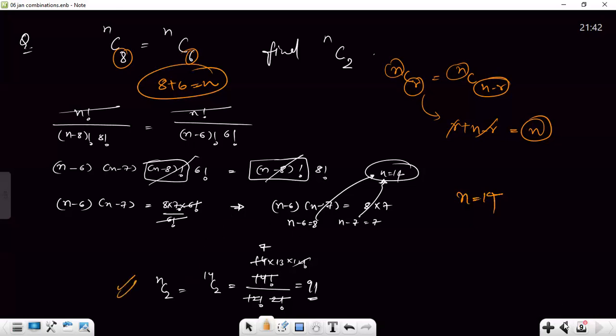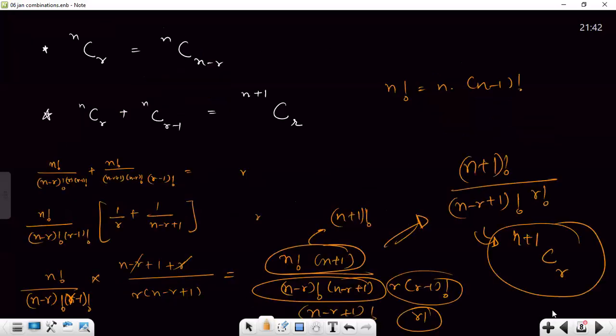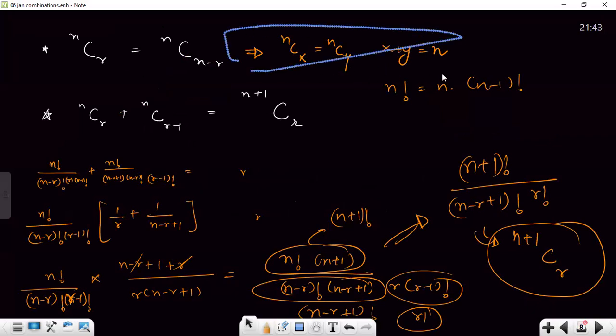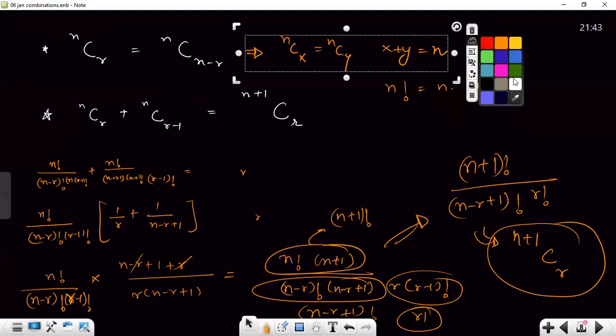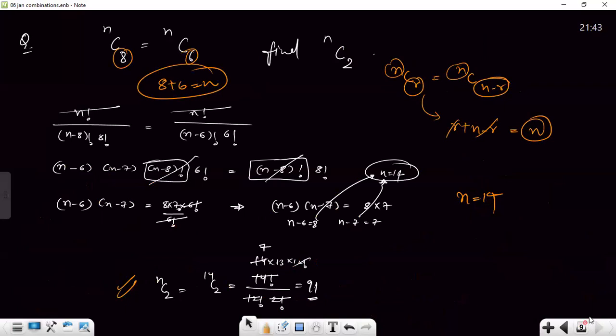So let's modify the property that we have written here. From here we can conclude that if nCx is equal to nCy, then x plus y should equal n. That is the property. Using this property, we have been able to solve the question.